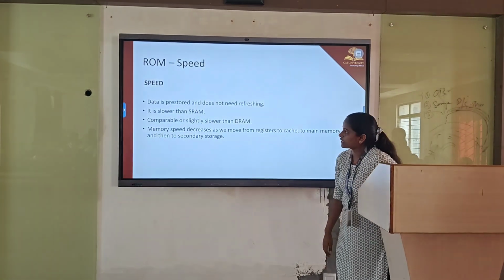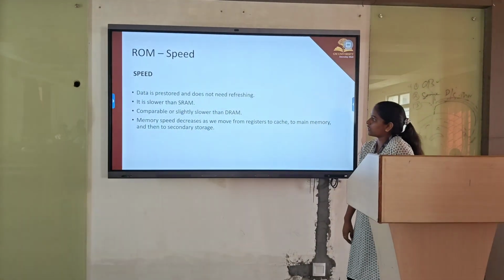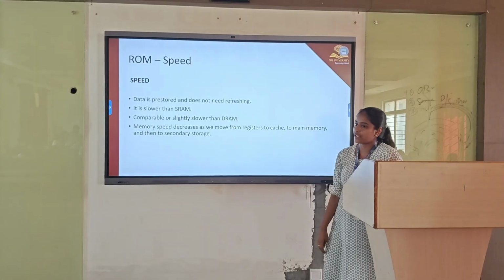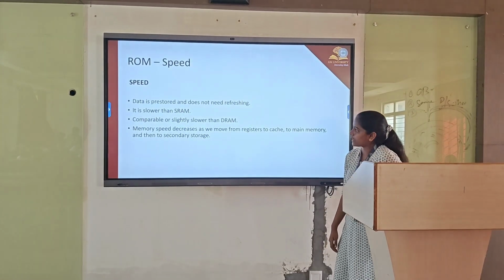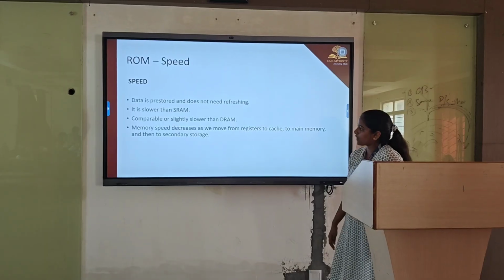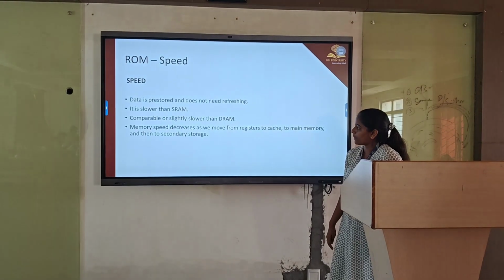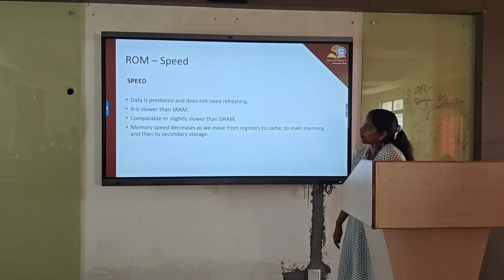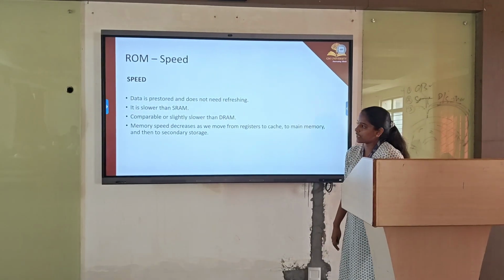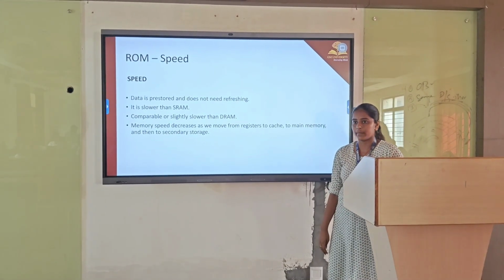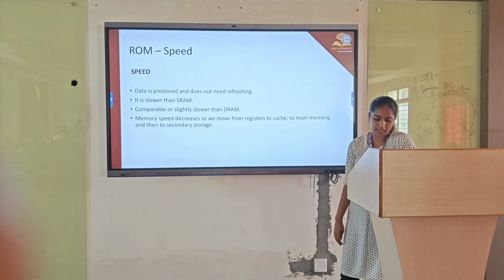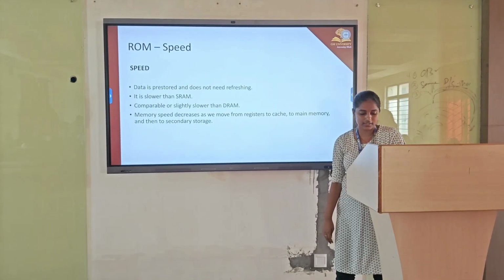I'll explain the speed, size and cost of ROM. Speed of the ROM: data is pre-stored and does not need refreshing. ROM is slower than SRAM, and comparable to or slightly slower than DRAM. Memory speed decreases as we move from register to cache to main memory, and from main memory to secondary storage.